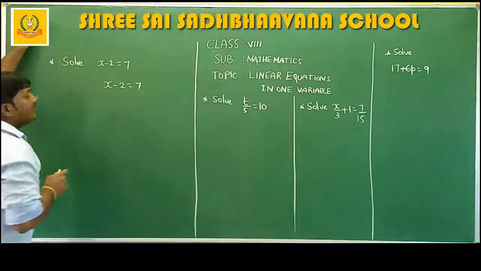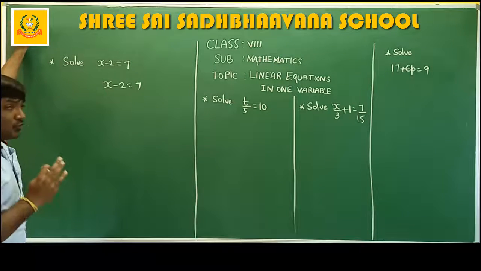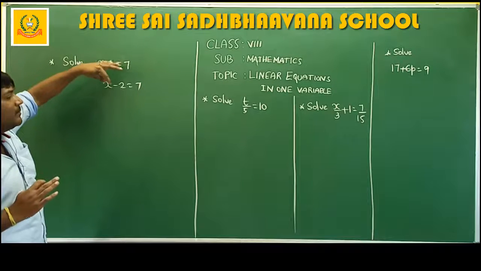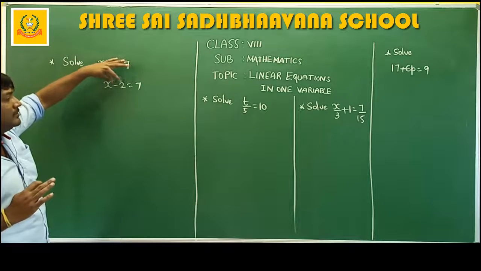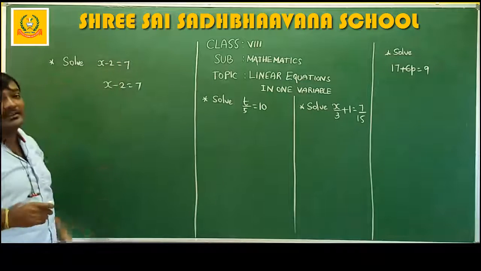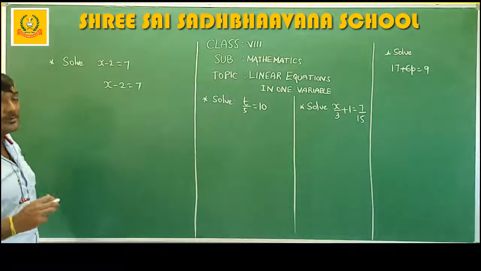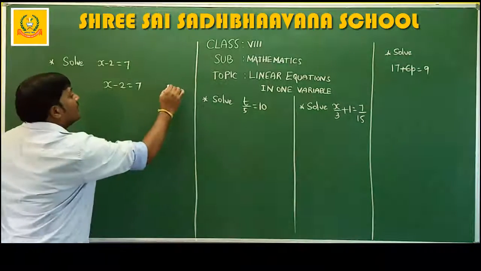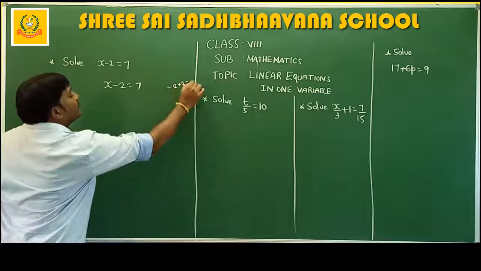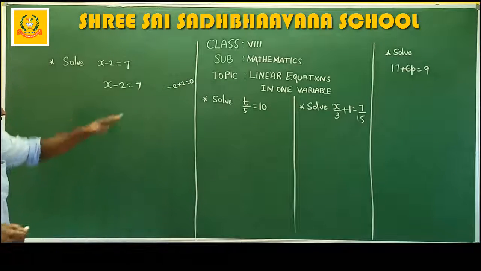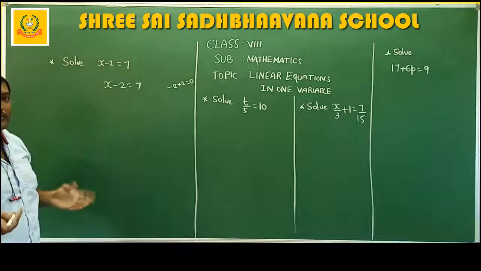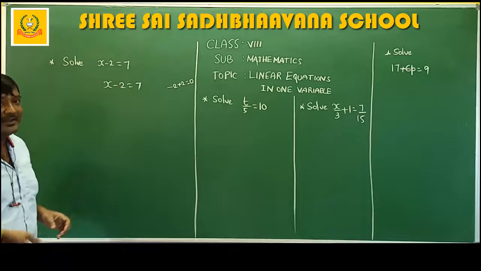And now always remember, x is subtracted with 2, so we have to eliminate that 2. How is it possible? As we discussed in the last classes, minus 2 can be eliminated by adding plus 2, isn't it? When you add plus 2 to minus 2, it will become 0. So this minus 2 we can eliminate easily.